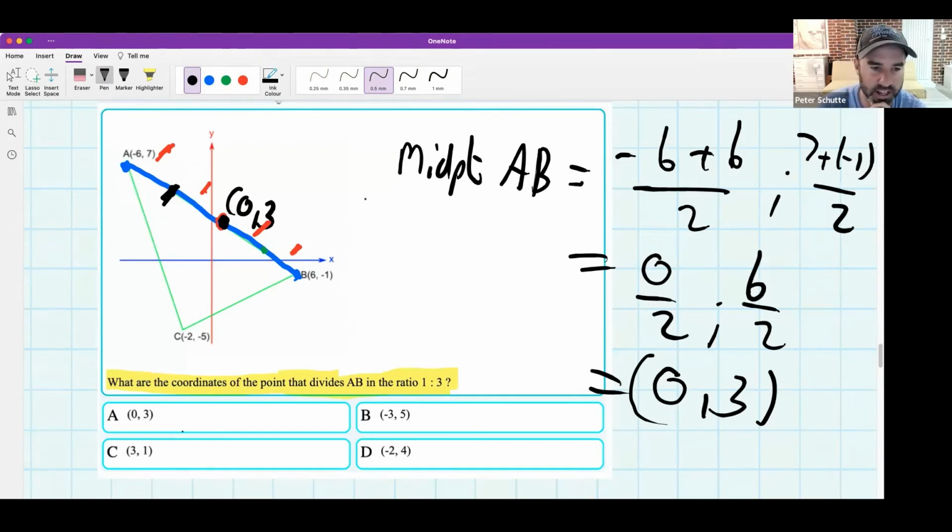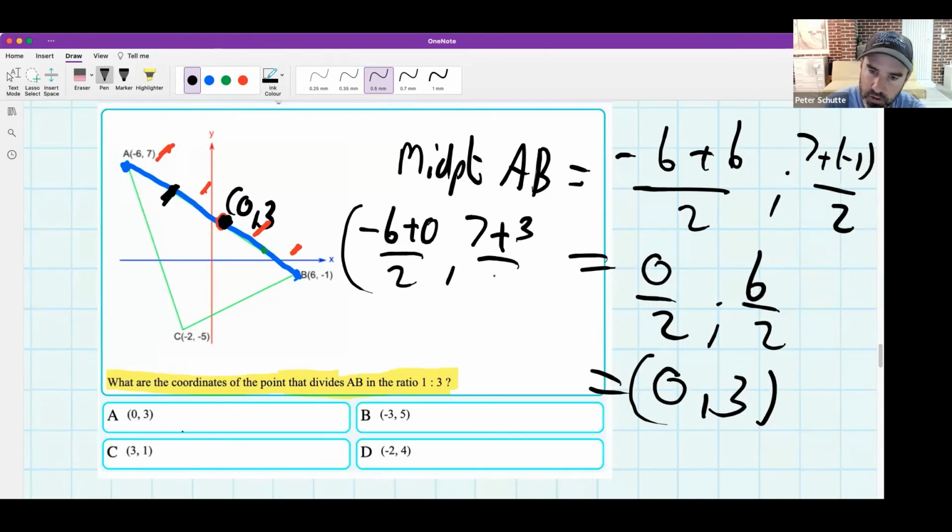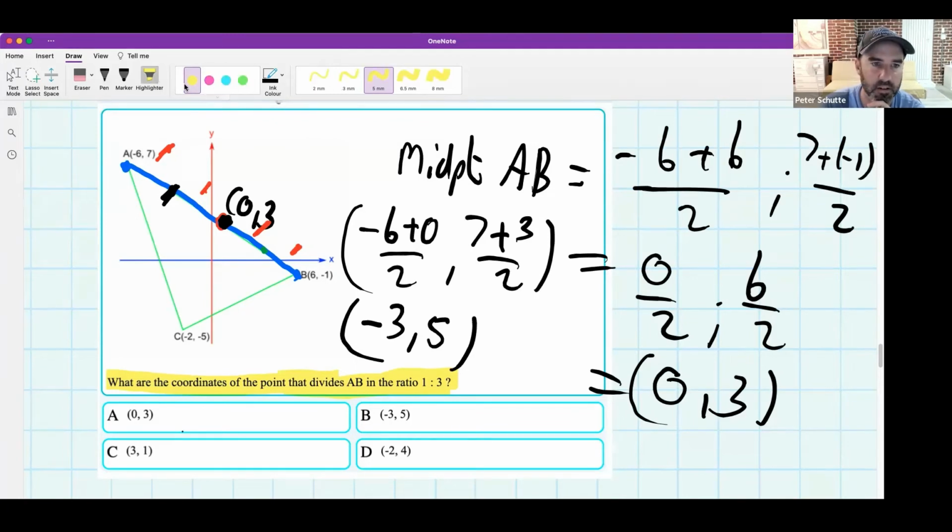Okay, so I see some of you have said A. The answer is not A, but I want you to try again. So now that you've got 0.3, how do I get the midpoint of these two? And then I want you to try and answer the question again. So -6 plus 0/2, then 7 plus 3/2, which gives me -3. Is there a -3.5 as a possibility? I think there is.